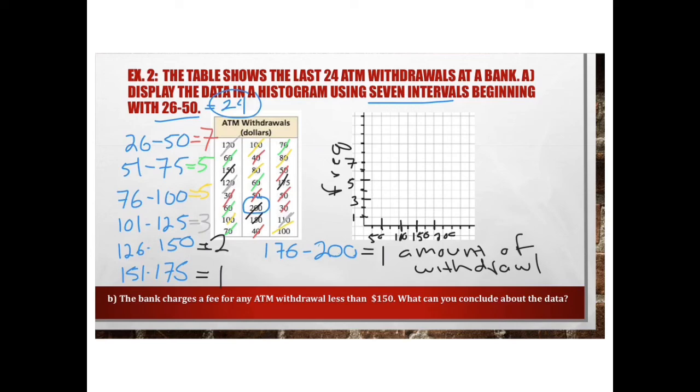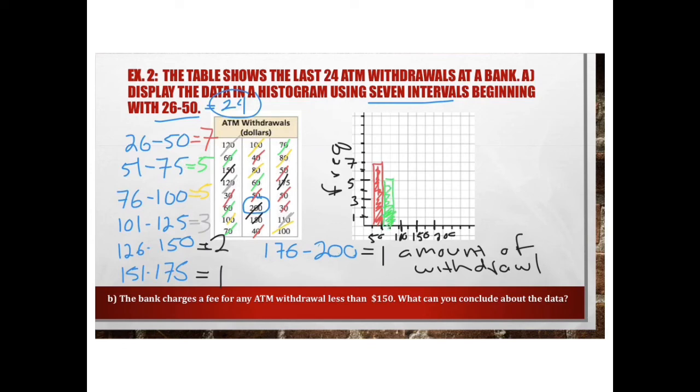So if you look back at our frequencies, I know that from 26 to 50, I have a frequency of 7, and my column is going to represent that. So again, from 26 to 50, I'm going to go all the way up to 7. And I like to fill these in. You don't necessarily have to, but it makes it stand out a little bit more for me. For my next interval, from 51 to 75, the frequency is 5. So I'm going to have my column go all the way up to 5. And again, I'm going to go ahead and fill that in.